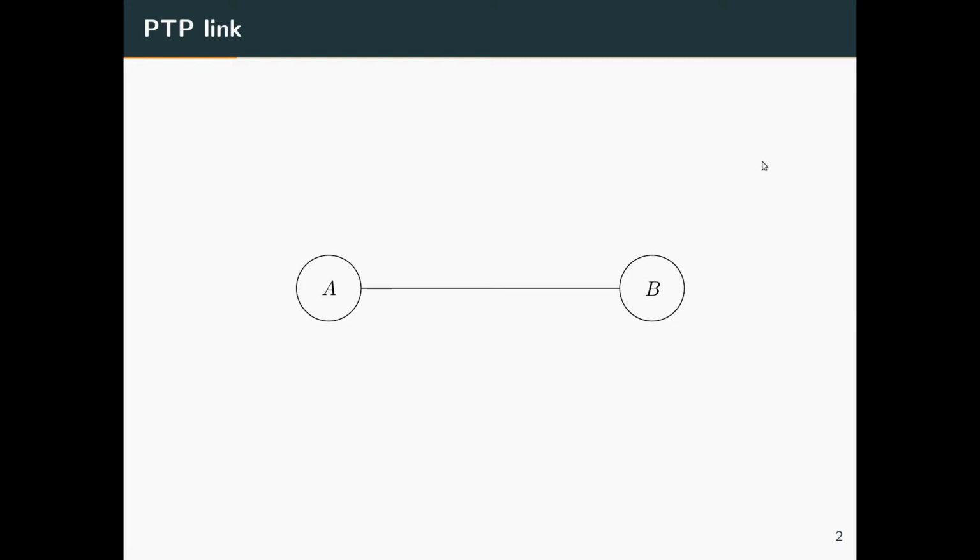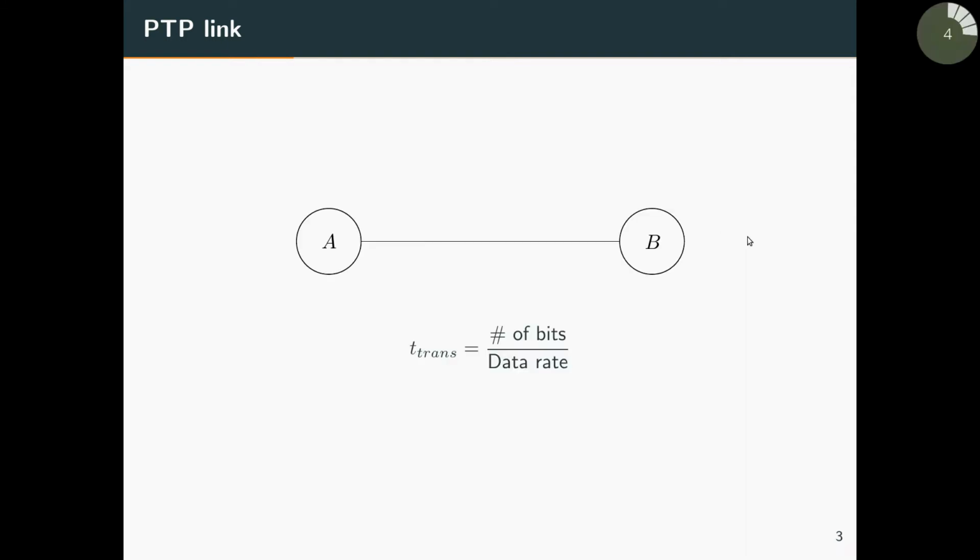So we have a point-to-point link. Very simple, right? Data originates at A and travels to B, or data originates at B and travels to A. Couldn't get much more simple than this, could it? Well, there are some properties of these links, right?